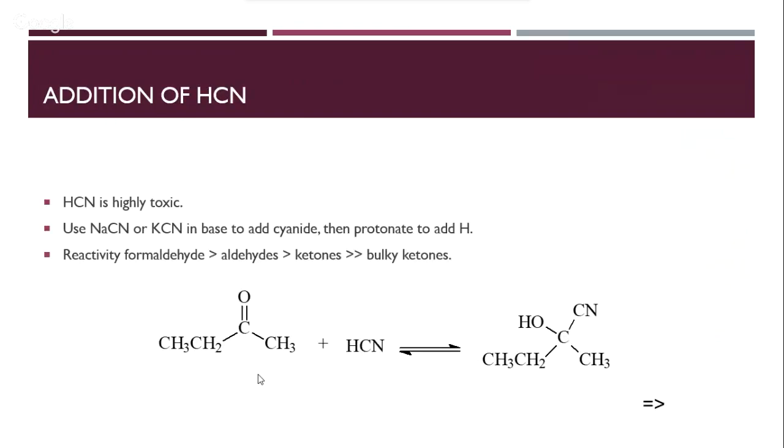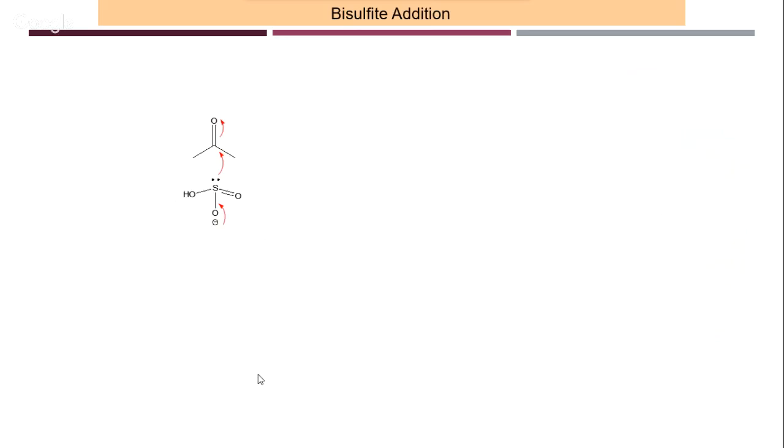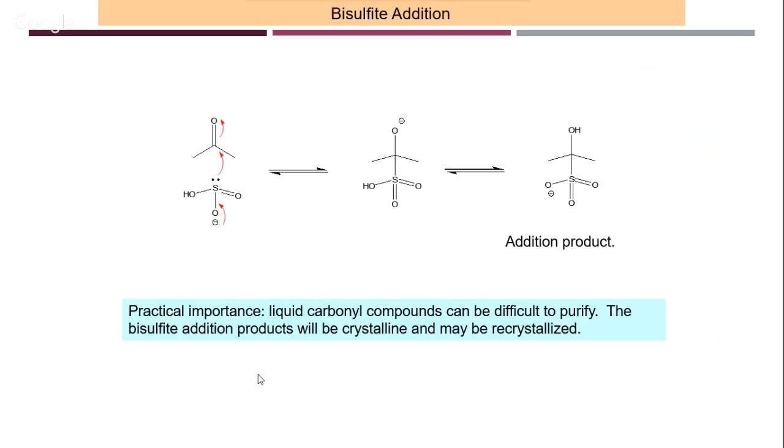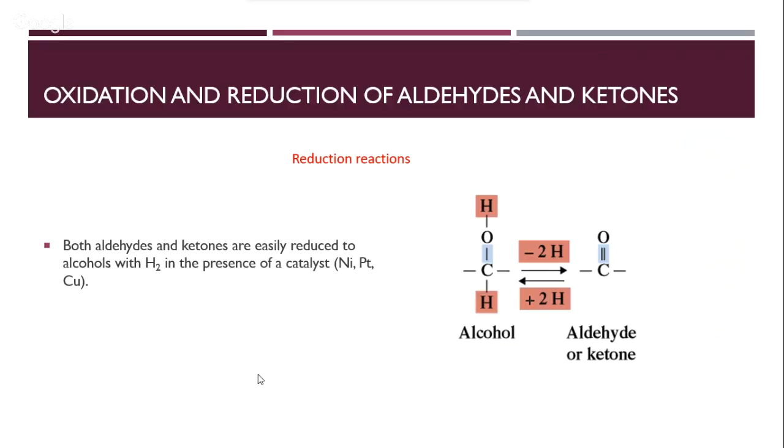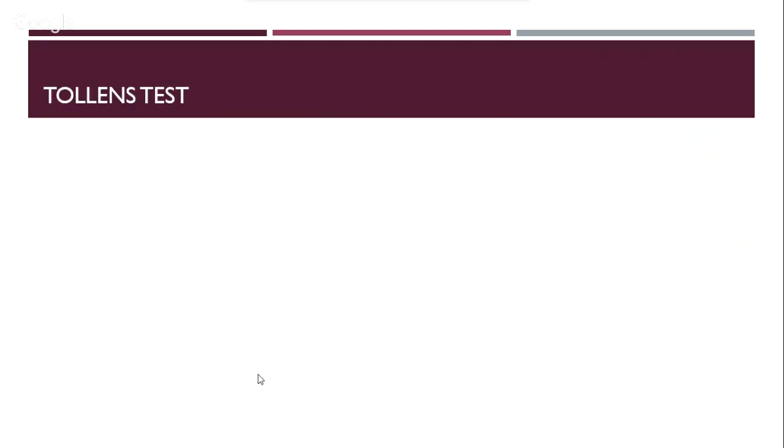Then we have added HCN to it to get the cyanohydrin reaction. Next, we have put a bisulfite to it to get an addition product. This is used to purify compounds, to crystallize and recrystallize them. Then we have seen the oxidation and reduction of aldehydes and ketones to end up getting back alcohols. So on one side you get oxidation products, on the other side you get reduction products, so alcohols and carboxylic acids.